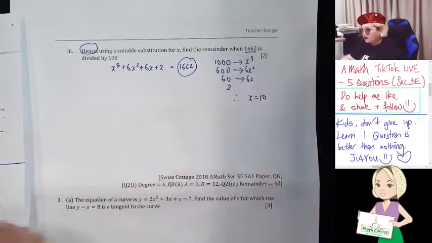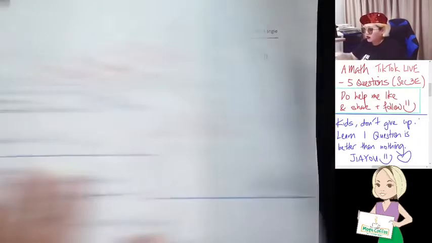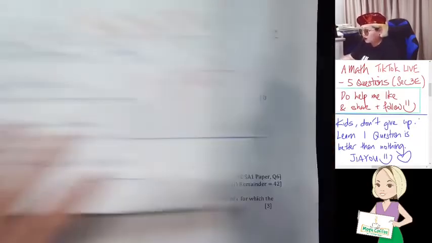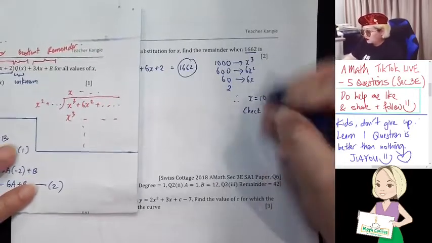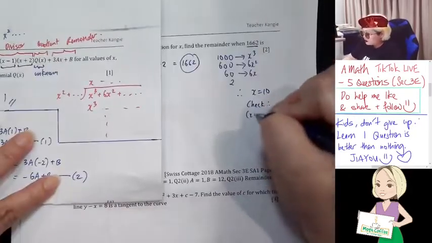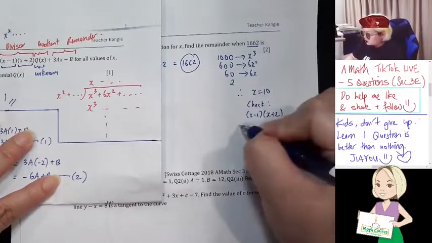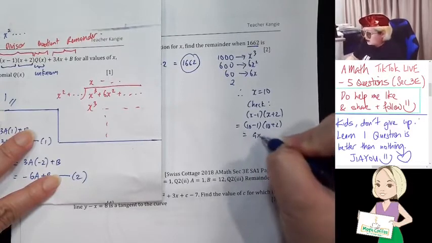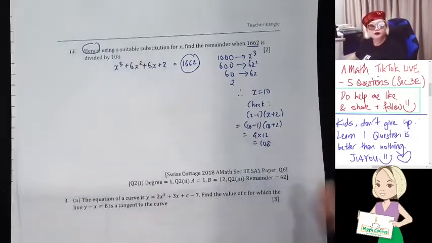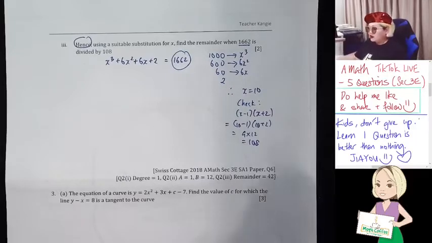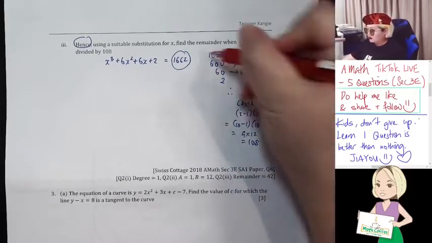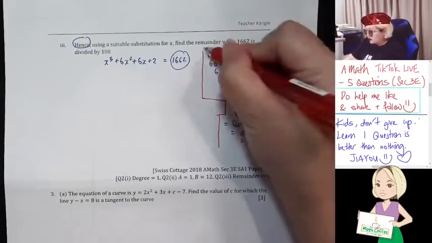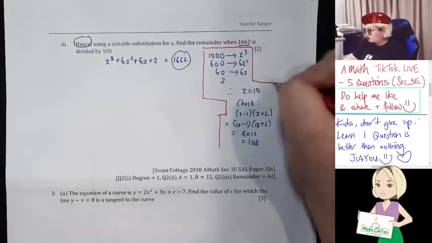So just to double confirm, and remember just now I said the divisor is 108. So let's see if I sub in x equals to 10, do I get 108? So at the side I'm going to put check. Okay, x minus 1, x plus 2. So sub in 10 minus 1, 10 plus 2. So it will be 9 times 12, it give me 108. Okay, this is not necessary for you to show. This is not necessary for you to show. I just write it here so that at least when you refer to my solution, you know why I get this one.